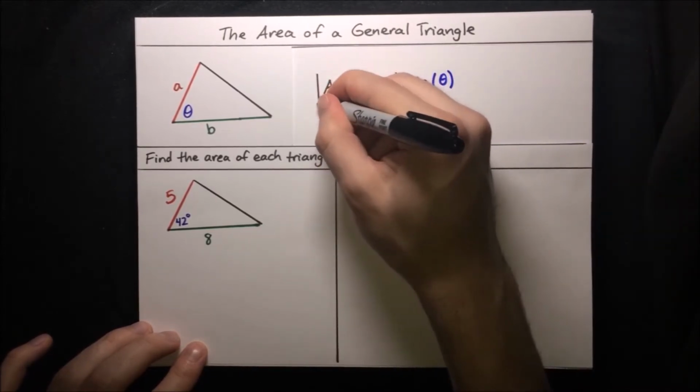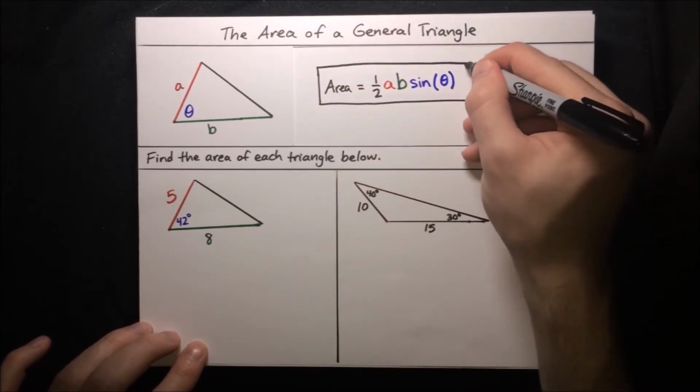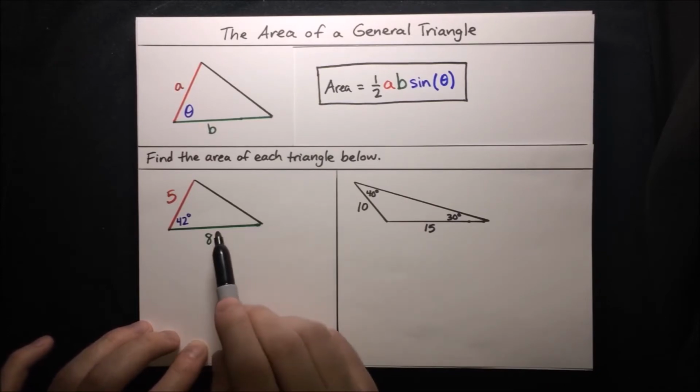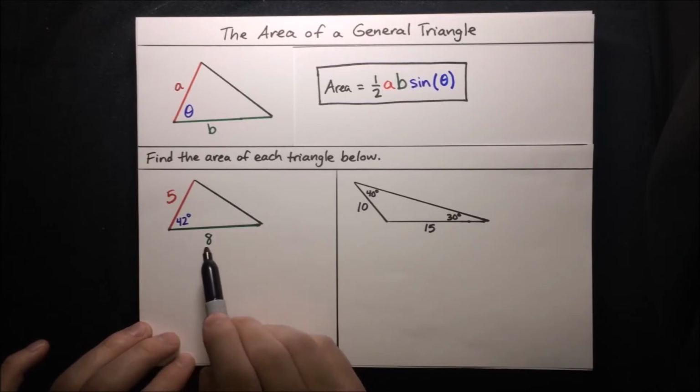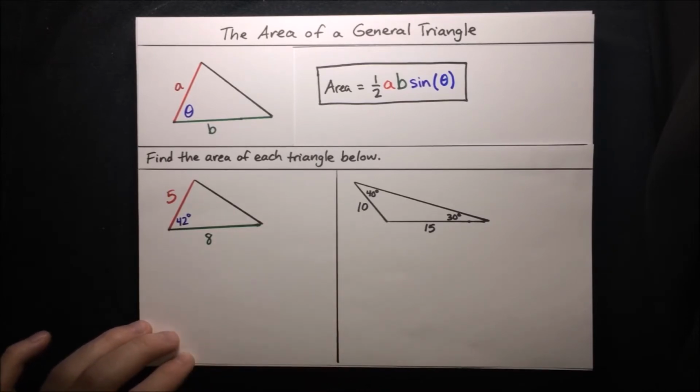So this here is the formula that we're going to be using to compute the area of some triangles in this lesson. Alright, so let's move on to some exercises. Find the area of each triangle below, starting with this one here. We've got two sides, 5 and 8, and an angle between them, which is 42 degrees. So we can just go ahead and apply our formula.